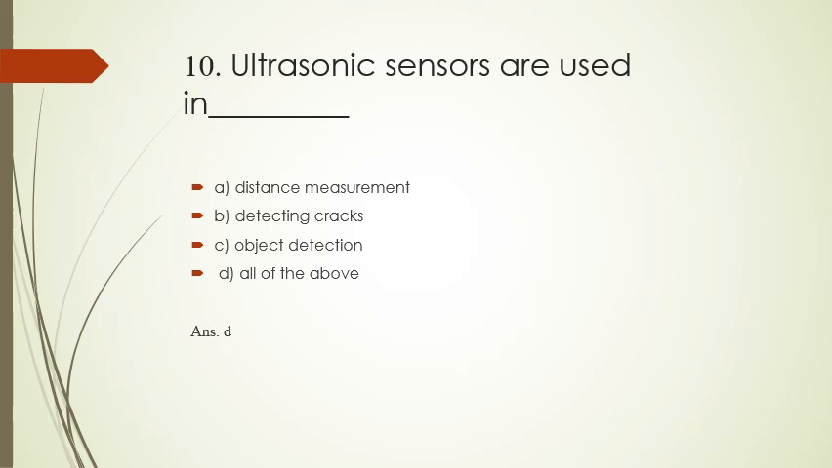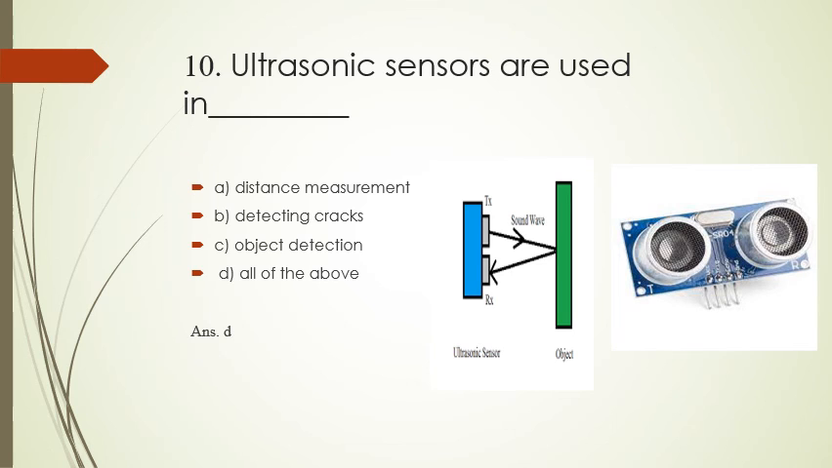Ultrasonic sensors are used in multiple applications. All of the given options are applications of ultrasonic sensors, so option D is the correct answer. Again, I can show you the diagram of the ultrasonic sensor, having two sections, transmitting and receiving. So this is all about the third part of this session.